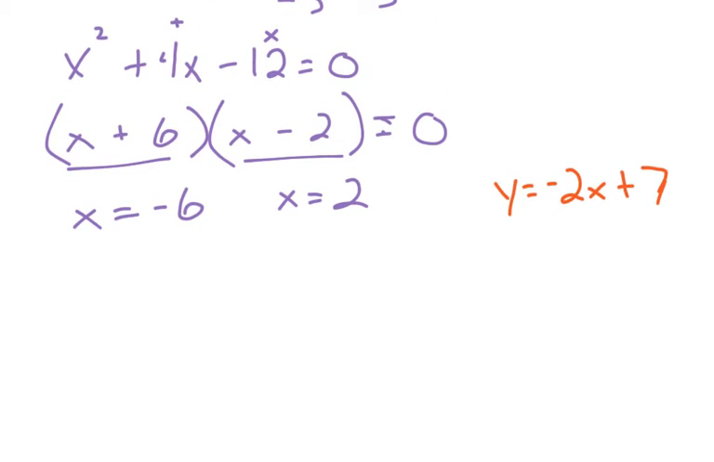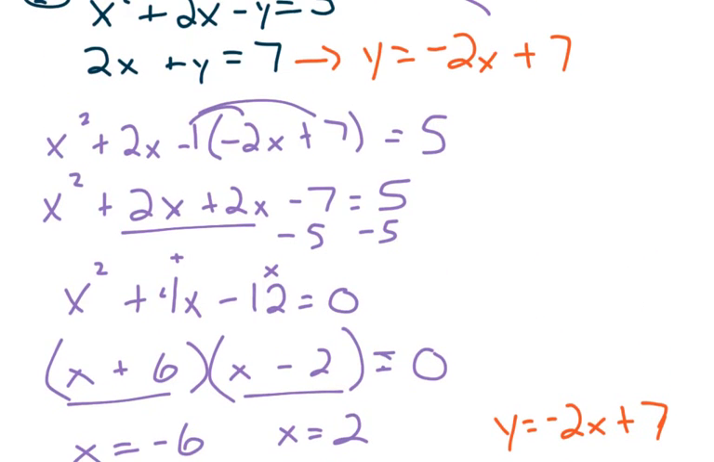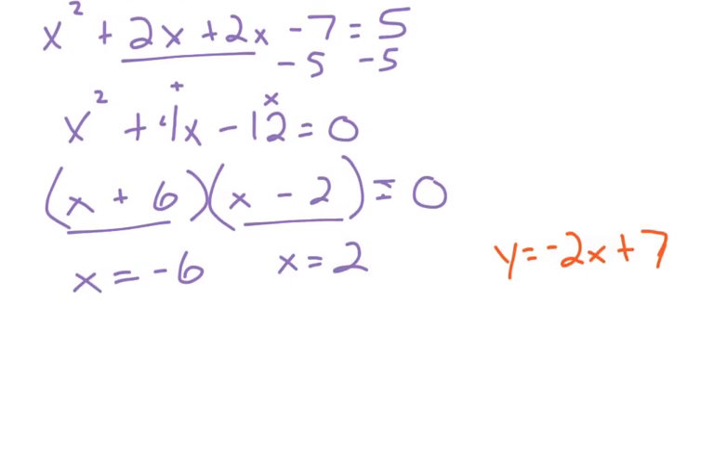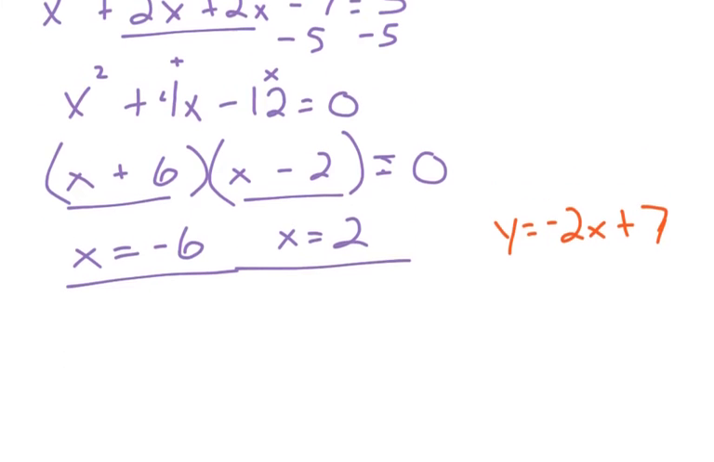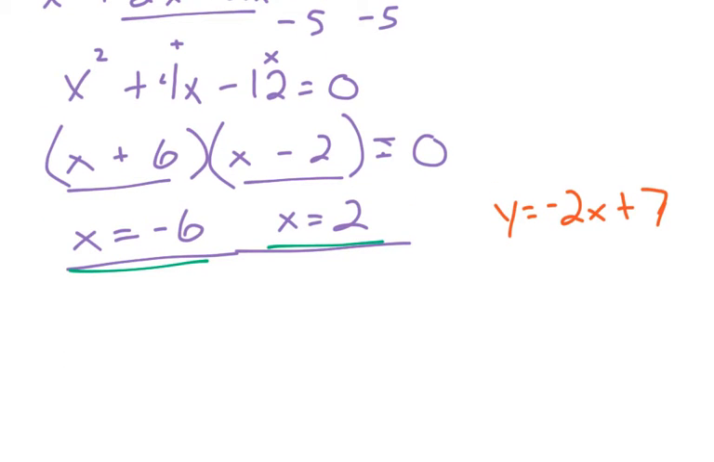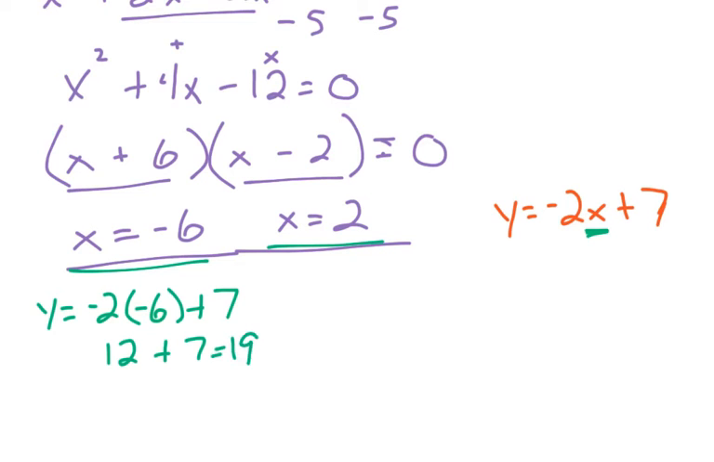Okay, so there was step 2. Step number 1, solve one equation for one of its variables. Step number 2, substitute in and solve. So there's the answer to step number 2. Step number 3 then, take these two numbers and put them back in your equation to find the second variable. Okay, so we're going to have y equals negative 2 times my x value, which is negative 6, plus 7. Negative 2 times negative 6 is 12, plus 7, that is 19.